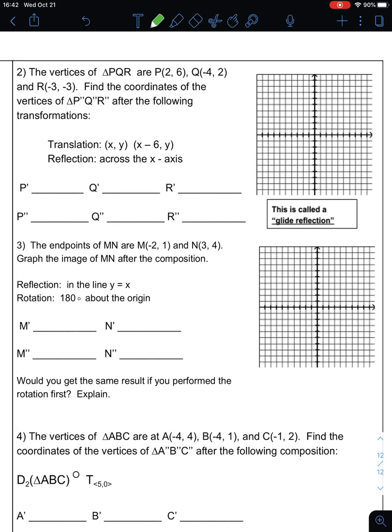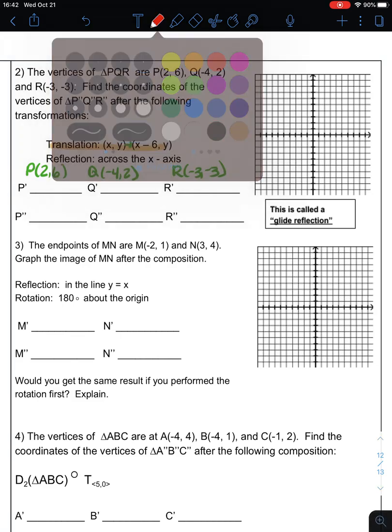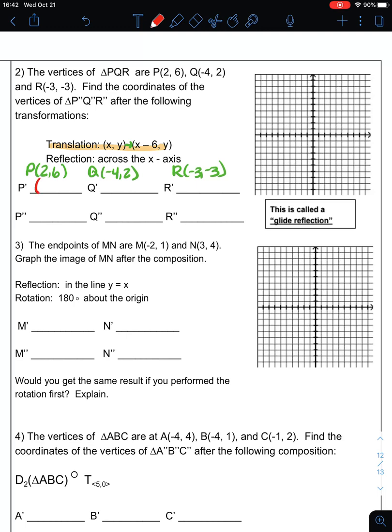So if we look at the vertices of PQR, I'm going to write those down again, just because I like to have them right there so that everything is stacked up. It helps me to keep everything straight. I'm going to follow this rule right here: translate (x minus 6, y). That means all of your x values are going to decrease by 6 and your y values are going to stay the same. So we just decrease our x value by 6.